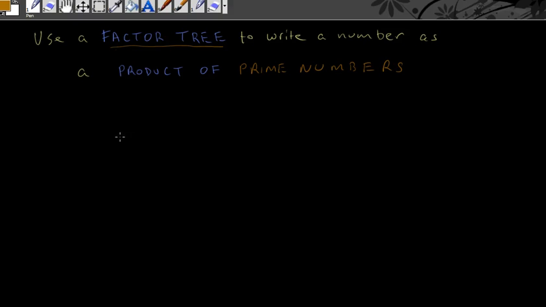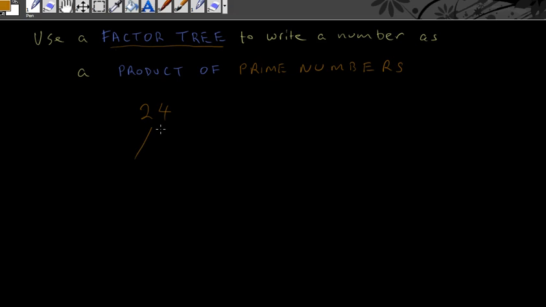Okay, so what we're going to do here is use a factor tree to write a number as a product of prime numbers. We're going to find all the factors using this factor tree that, when multiplied together, give you that particular number. All the factors have to be prime numbers. So let me just show you how to do that with the number 24.